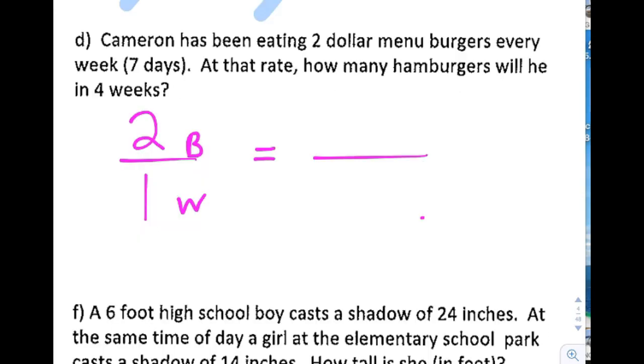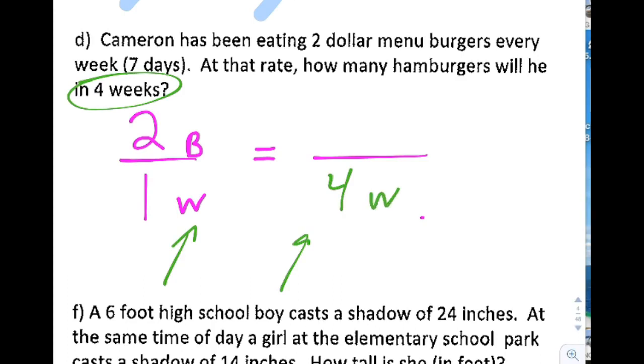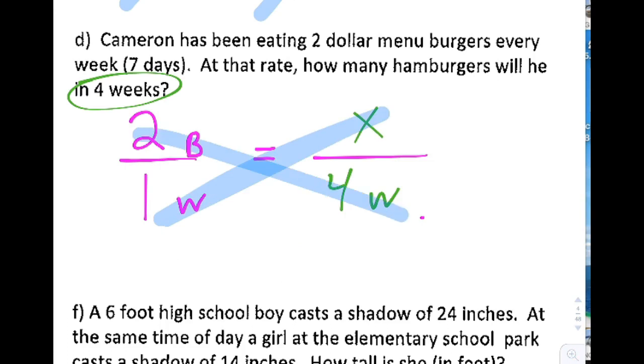Question D, kind of an odd way to word this question, but it's basically 2 burgers for every 1 week. That was a little hard to figure out by the way that was worded. But burgers over week. It also tells you that there's 4 weeks in the problem somewhere. So if weeks was in the bottom here, weeks has to be in the bottom here. That leaves only 1 spot for your x. You're going to cross multiply and solve.